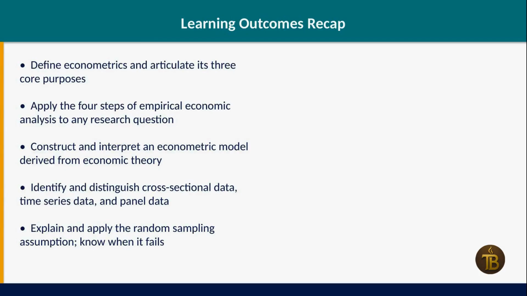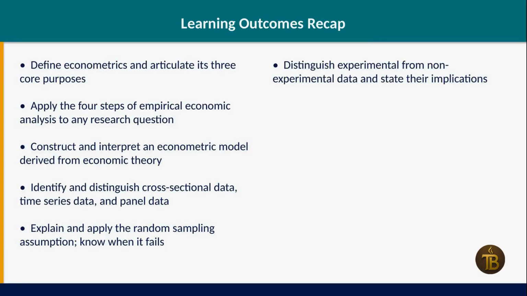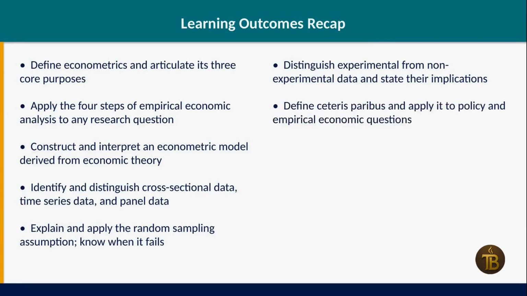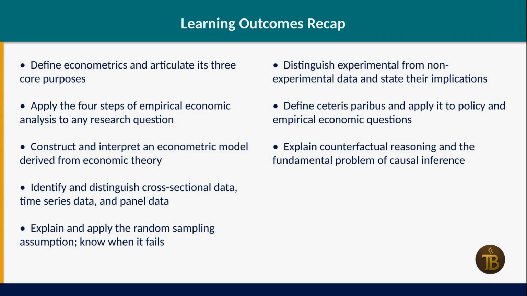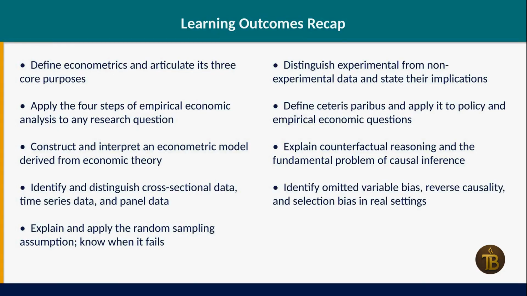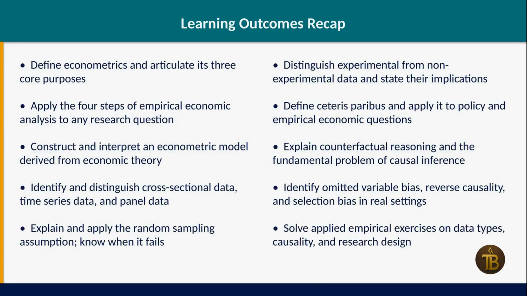Fifth, we explained the random sampling assumption and when it breaks down. Sixth, we distinguished experimental from non-experimental data and discussed the implications of that distinction. Seventh, we defined ceteris paribus and applied it to policy and empirical economic questions. Eighth, we explained counterfactual reasoning and the fundamental problem of causal inference. Ninth, we learned to identify omitted variable bias, reverse causality, and selection bias in real, applied settings. And 10th, we put it all into practice, solving applied empirical exercises on data types, causality, and research design.